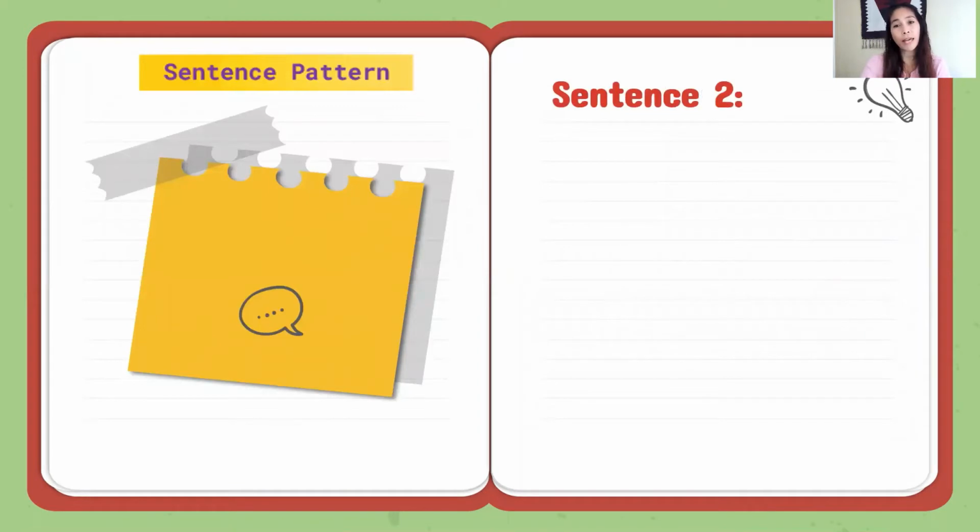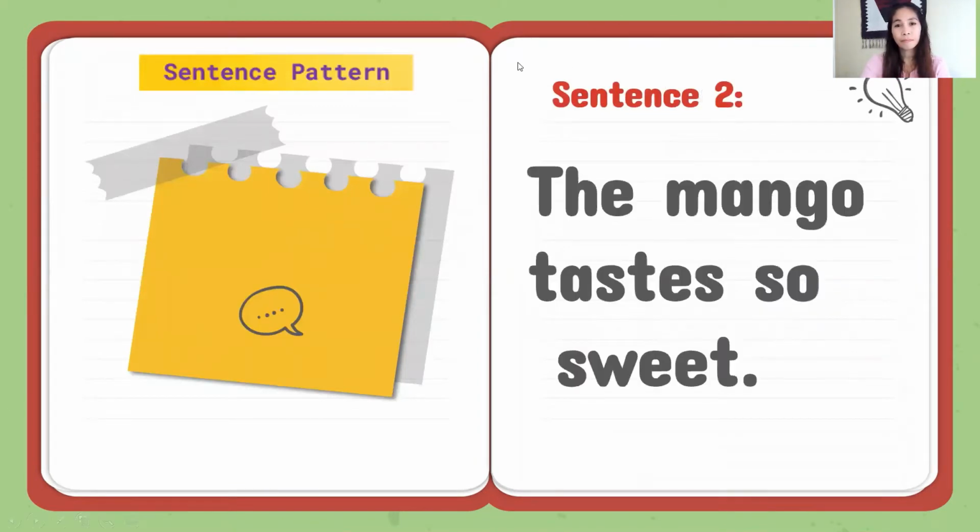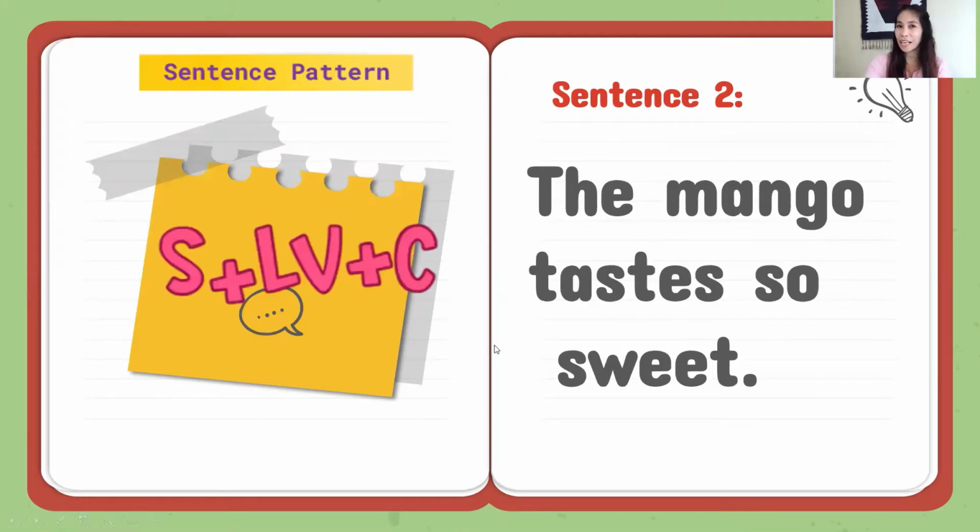You're able to answer. Number 2. So sentence number 2, we have: the mango tastes so sweet. Now, what do you think is the sentence pattern in this sentence? Can you say it louder? Yes, it's correct. The correct answer is SLVC. So our subject here is the mango. Taste is the linking verb. Now, what do you mean by a linking verb?